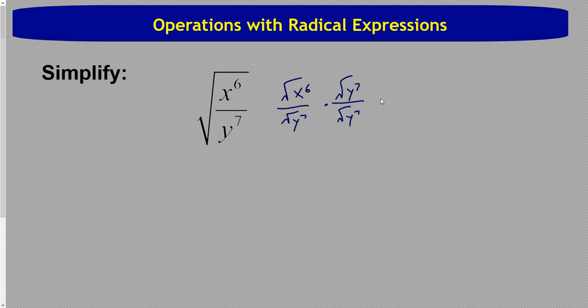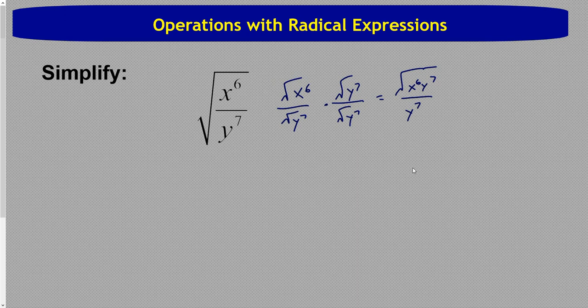But if I multiply the bottom by that, I have to multiply the top by that also. Remember, when we multiply fractions, we multiply the numerators, we multiply the denominators. So the denominator is going to be the square root of y to the 7th times the square root of y to the 7th, which is just y to the 7th. The numerator is the square root of x to the 6th, y to the 7th. We talked about if the index is the same, you can just multiply the radicals together. So that's what I'm going to do. Then we can simplify this a little bit.